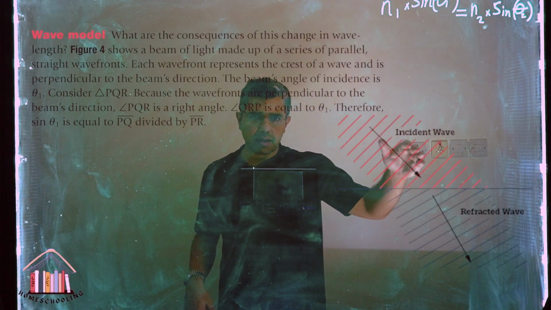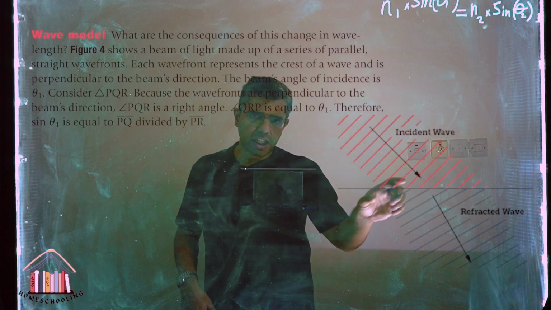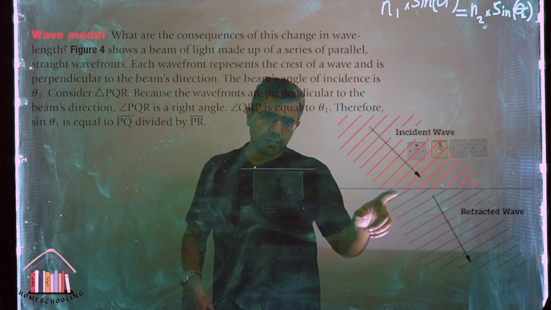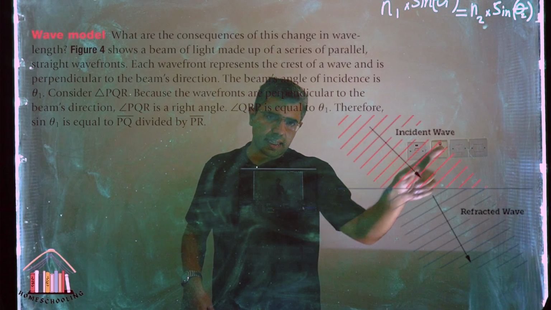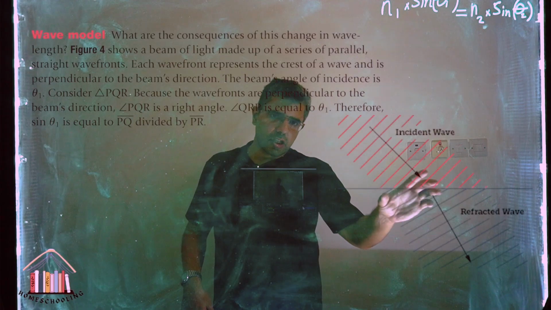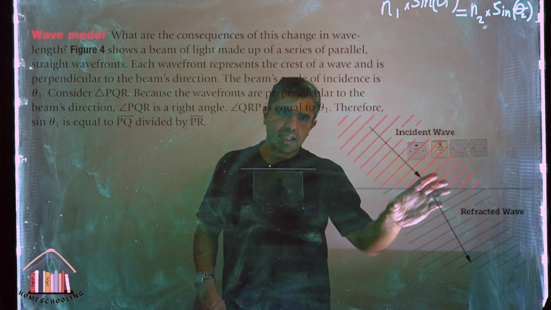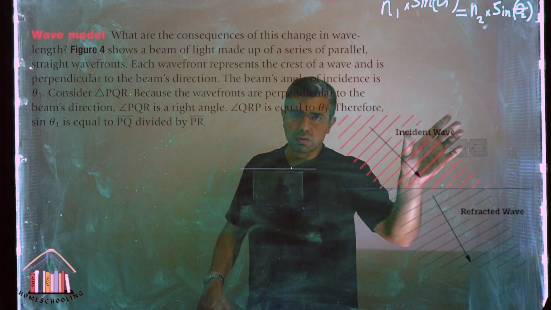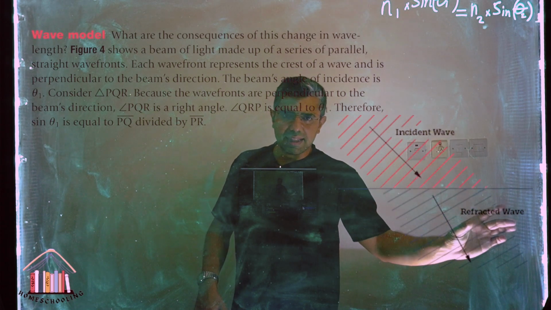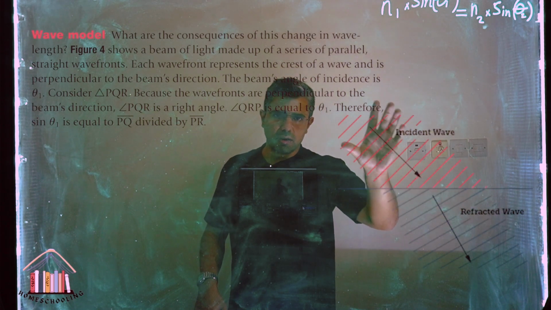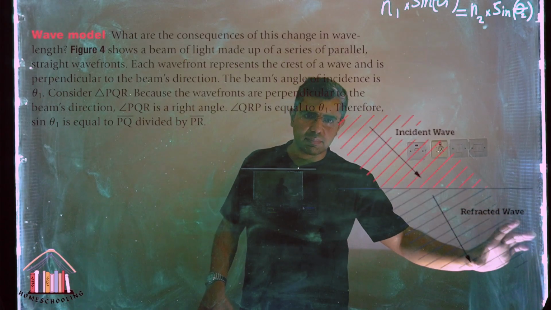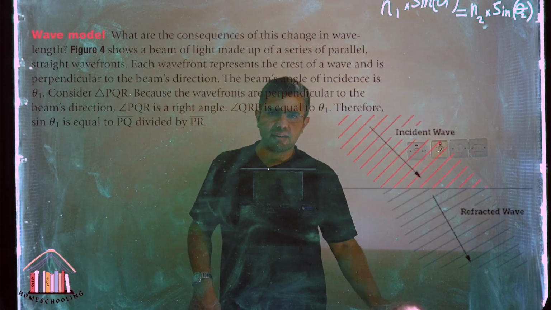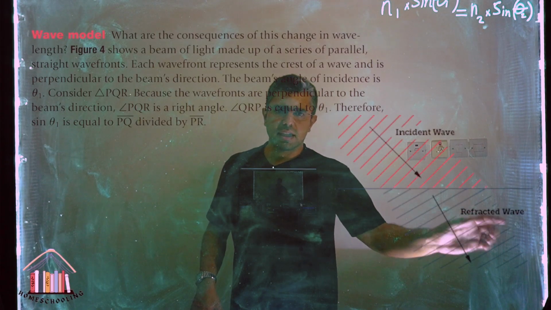Every time the light crosses this boundary, we have a change in speed. If you notice, this part of the wave hits the boundary first, and then the other part will follow. This difference in speed creates a deviation in the direction, and that's what we call the incident wave and the refracted wave. Both don't have the same direction. We still have a little deviation in this part.